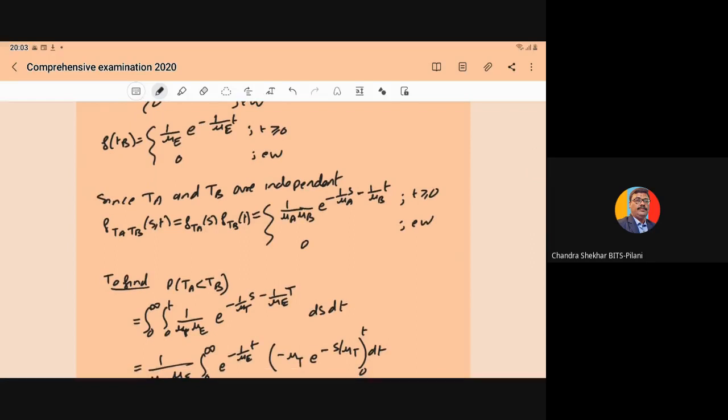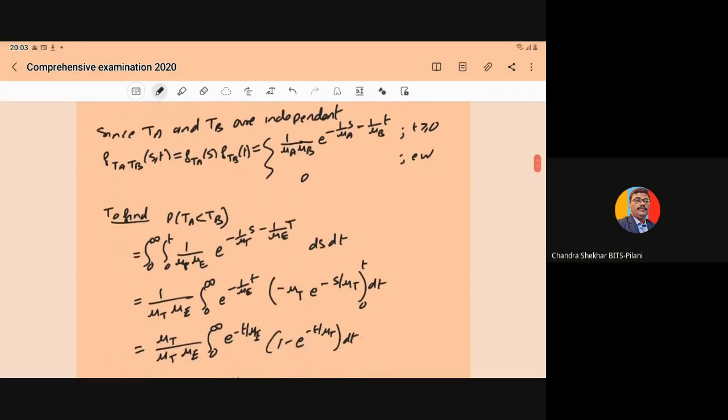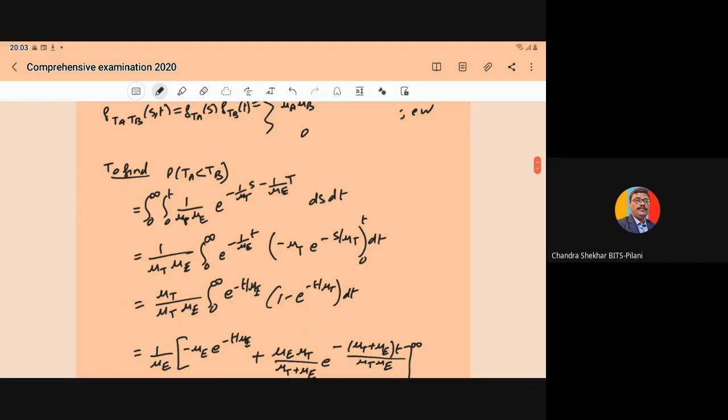So it will become 1 upon mu t mu e, e to the power minus 1 upon mu t into s, minus 1 upon mu e into t, for s, t greater than or equal to 0. Now in our question, customer A comes into the queue in front of the executive when customer B is in service. It is possible only when TA is less than TB. So the required probability is P of TA less than TB.